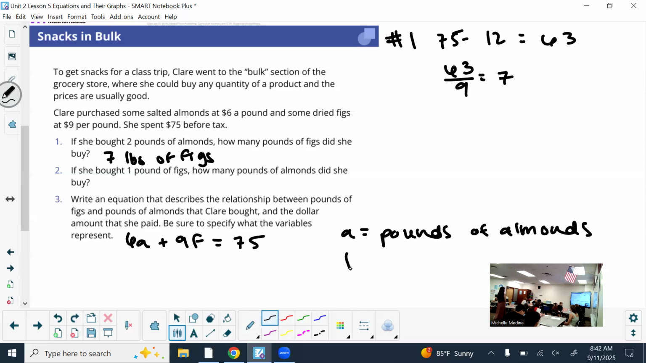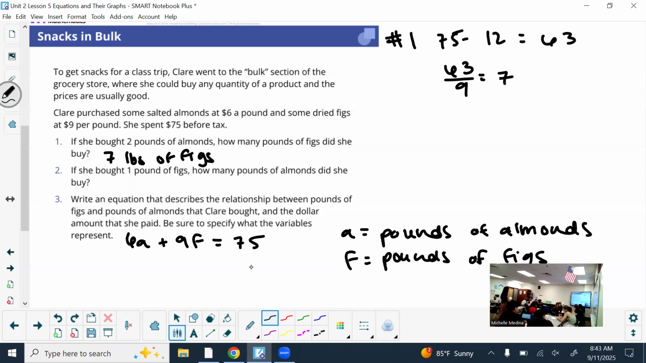And what is F representing? Okay, good. So class, does it make sense that for however many pounds of almonds, she's multiplying by the price of almonds? And then however many pounds of figs, we're multiplying by the price for each pound of fig. And then the 75 is the total amount paid.